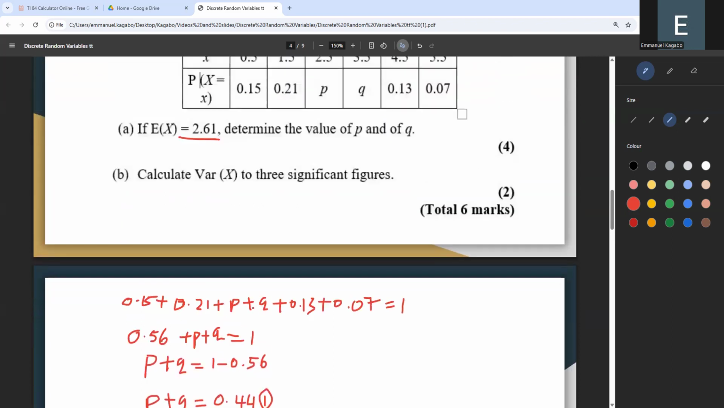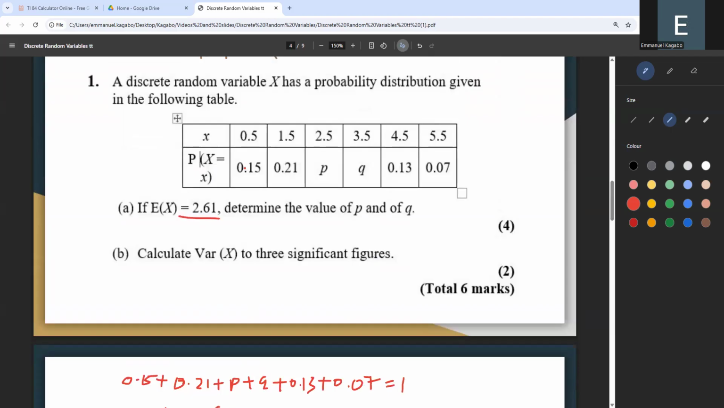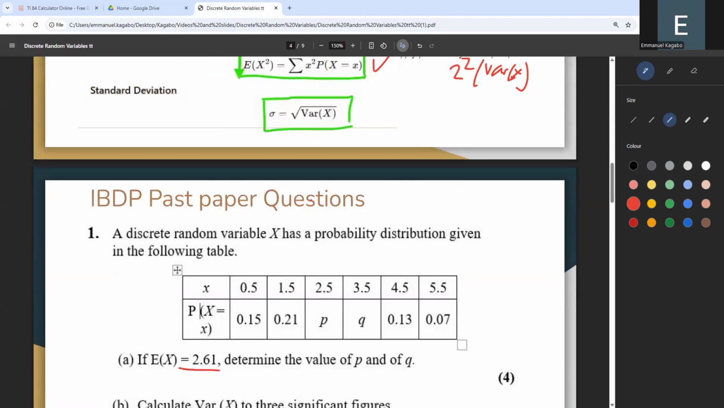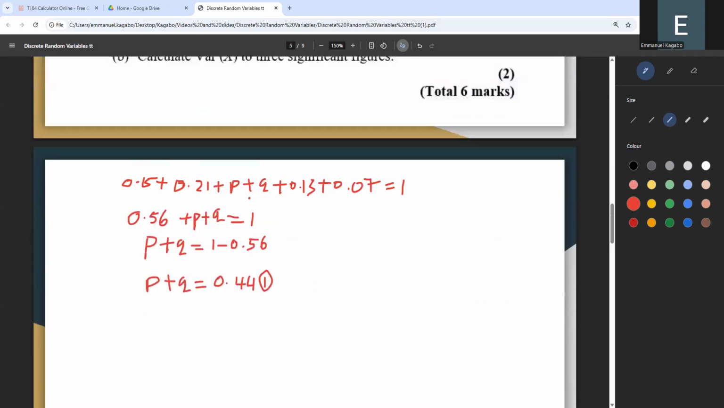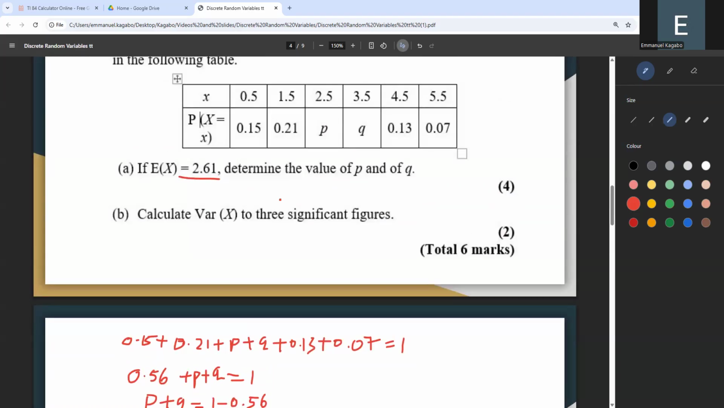Okay? Altogether. So the first trick in the question is to know the sum of these probabilities is going to be 1. So that's why I got 0.15 plus 0.21 plus P plus Q plus 0.13 plus 0.07, and I equate it to 1. Because for these probability tables, the probability should always add up to 1. Then they gave you expected value. Now, how do we get expected value? Back to the formula. Expected value is given by that. So we have to apply this formula, and then we form another simultaneous equation, and then we solve the equations. Are we together?